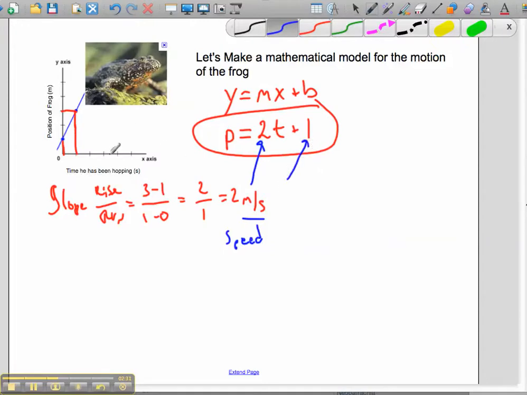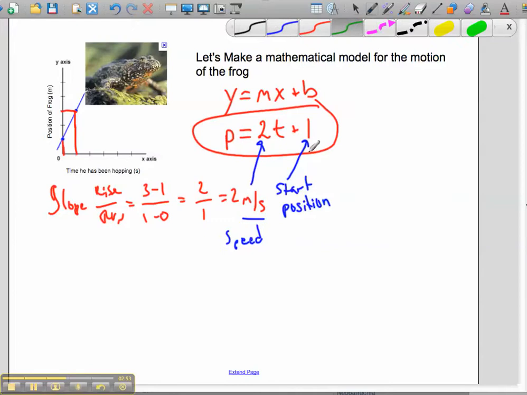This represents the initial starting position, the start position. Where was the frog when we started the stopwatch? So maybe he was hopping along a series of our meter sticks and he was already at the end of one of them. So he was at position of 1 meter.